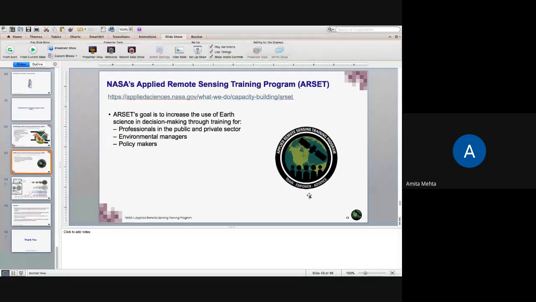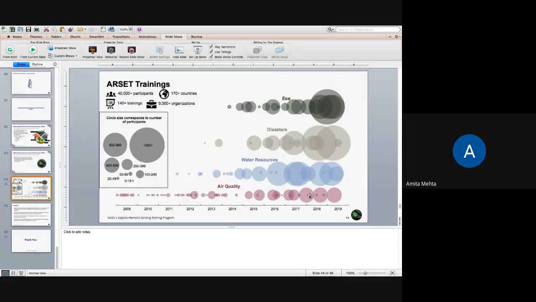And the goal is, can we use this data for environmental management or decision making? And so ARSET started in 2009 with air quality trainings. But as you can see, by now, all the themes, air quality, water resources, disasters, and land management, all the circles shown here show how many people were trained in each year.